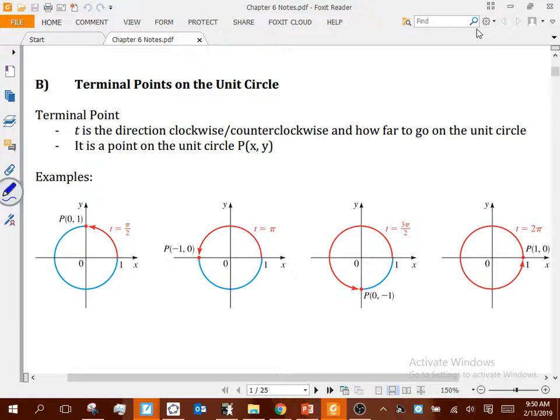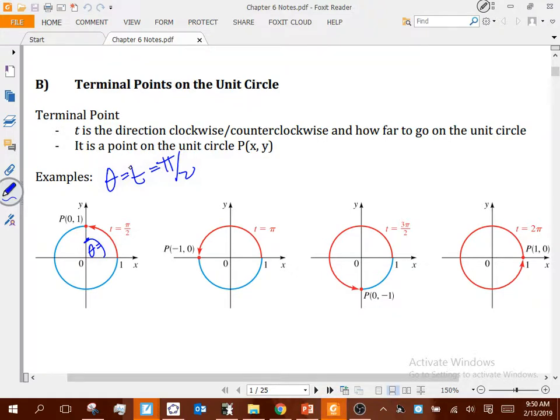So that's why we use T. Now, here's the thing. That theta right there, does anybody know what that angle theta is? Pi over 2 as well, right? So theta equals the same as T. It equals the same as pi over 2 in this situation, which then associates itself with the point 0, 1.